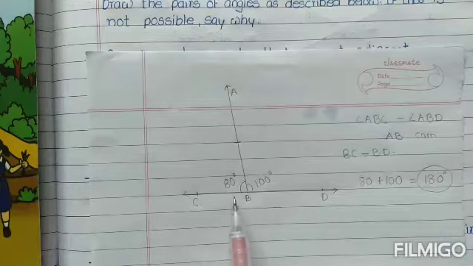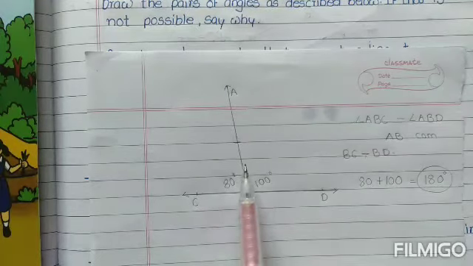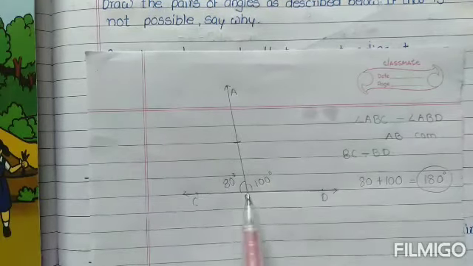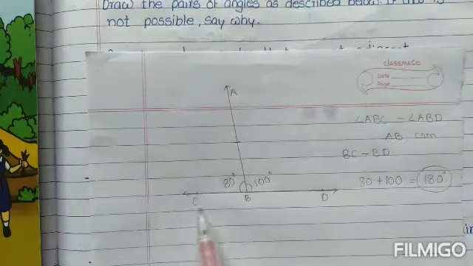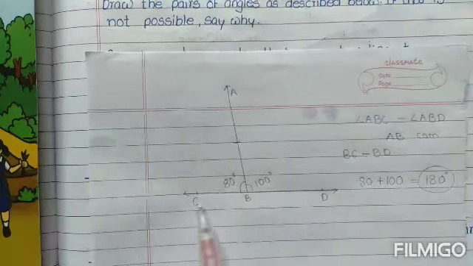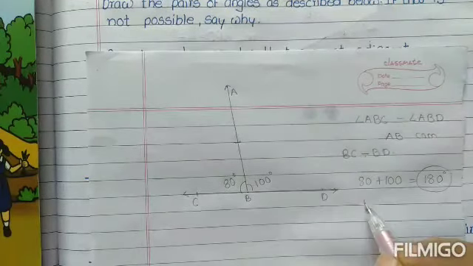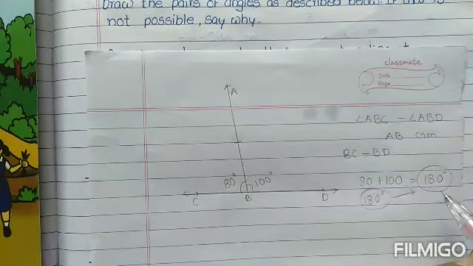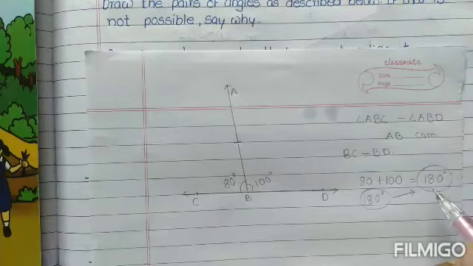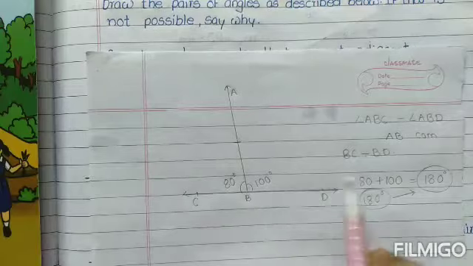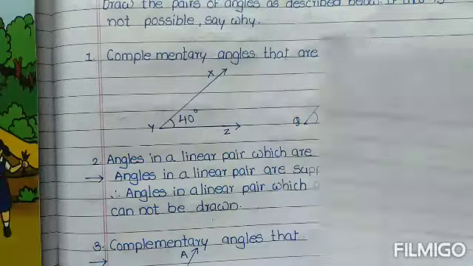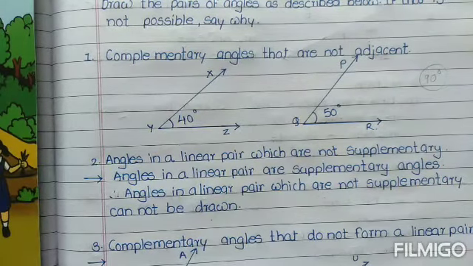As we learned, what is the condition for a linear pair? One arm is common, and the remaining arms are opposite rays, so the opposite rays form a straight line. What is a straight angle? What is the measurement of a straight angle? 180 degrees. So they are supplementary. So we cannot draw angles which form a linear pair but are not supplementary. This condition is not satisfied, so we cannot draw these angles.